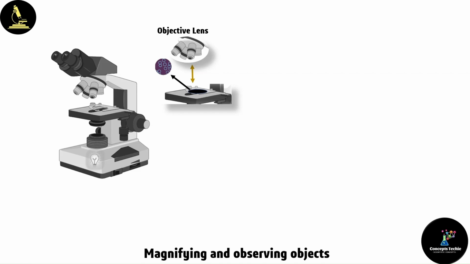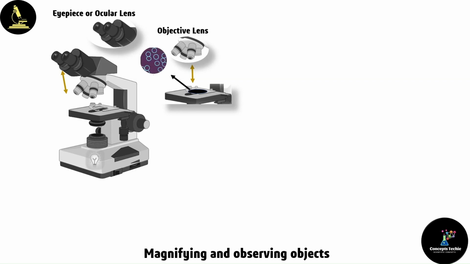The eyepiece or ocular lens is positioned at the top of the microscope and is where the viewer looks through to observe the magnified image. It further magnifies the image produced by the objective lens. Stage. The stage is a flat platform where the specimen or object to be observed is placed. It holds the specimen in position for examination.